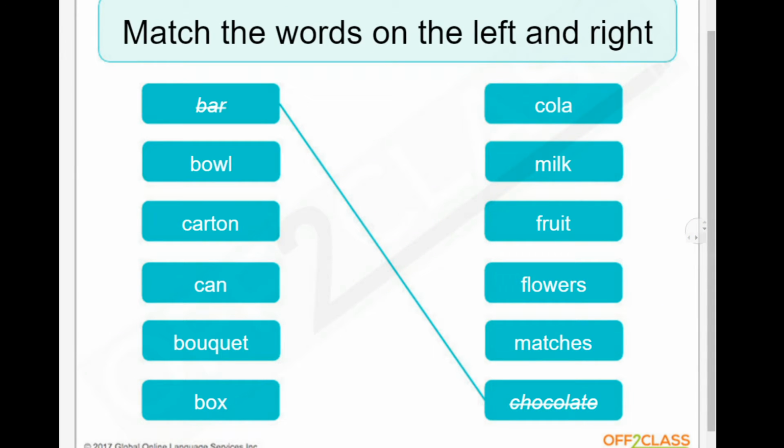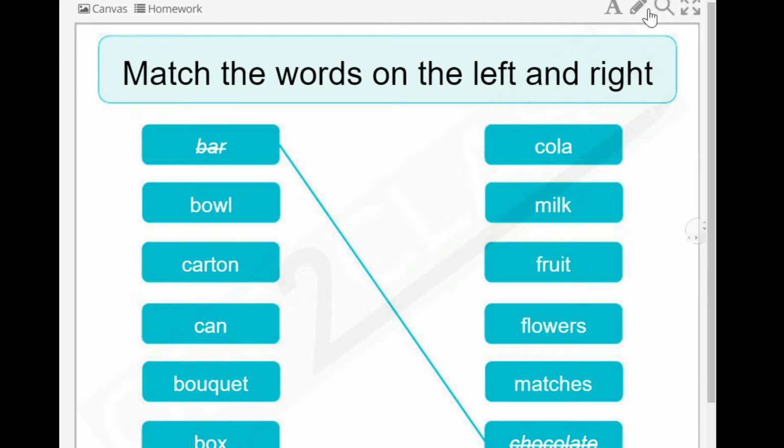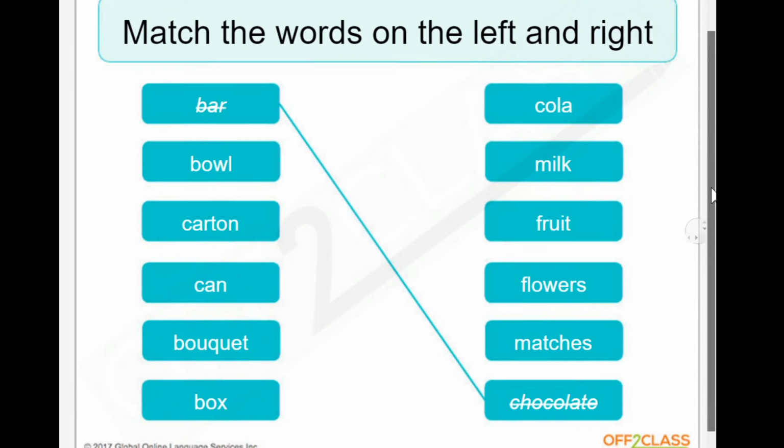Okay, let's go ahead and match the words on the left and the right. So the first one, they give it to you. It's a bar of chocolate. Let me get my pen real quick here. And now we have a bowl of fruit. Next we have a carton of, which one would it be? A carton of milk. Very good.